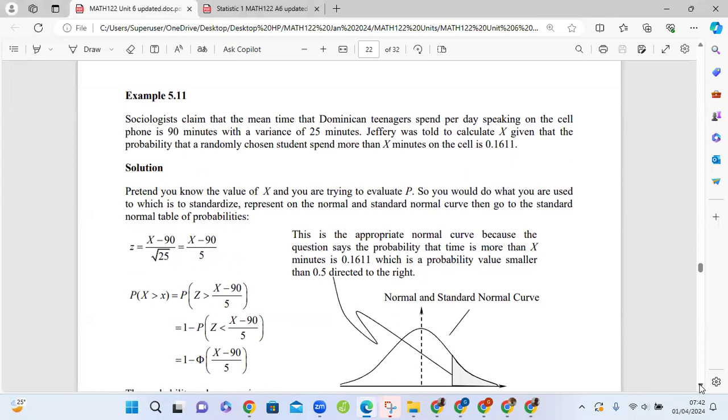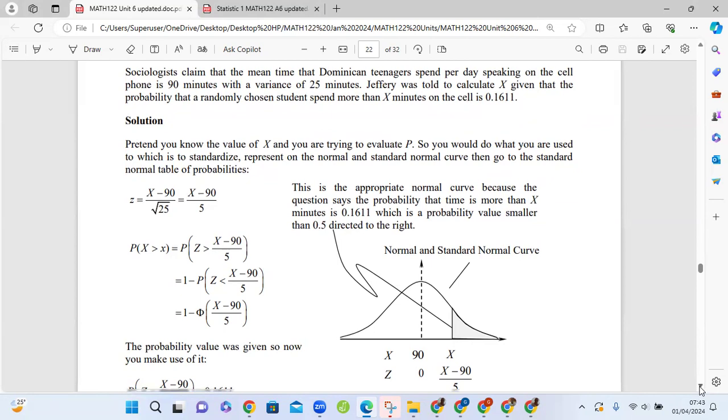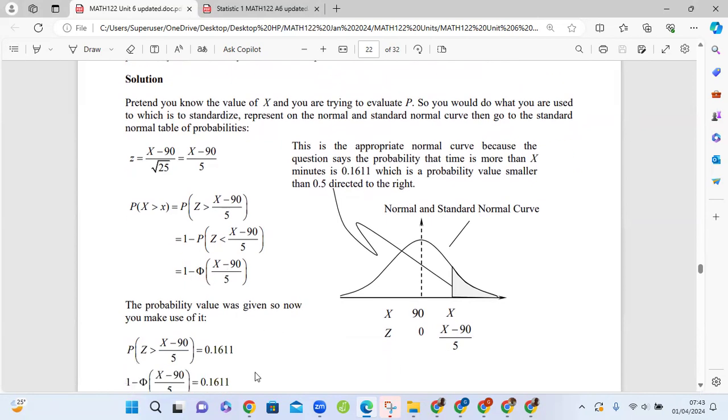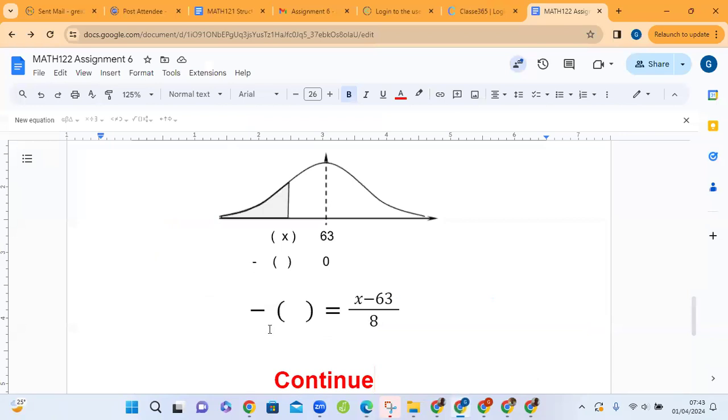Example 5.11 is another scenario. Here, the probability value is less than 0.5. Okay, it's a right tail. So as you can see, this value had to be subtracted from 1. Here's the algebra, 0.8389, and the Z was obtained, and it remained positive, and you just substitute and you solve for x. But in this case, you've got a left tail. So after you subtract from 1, you've got to attach a negative sign.